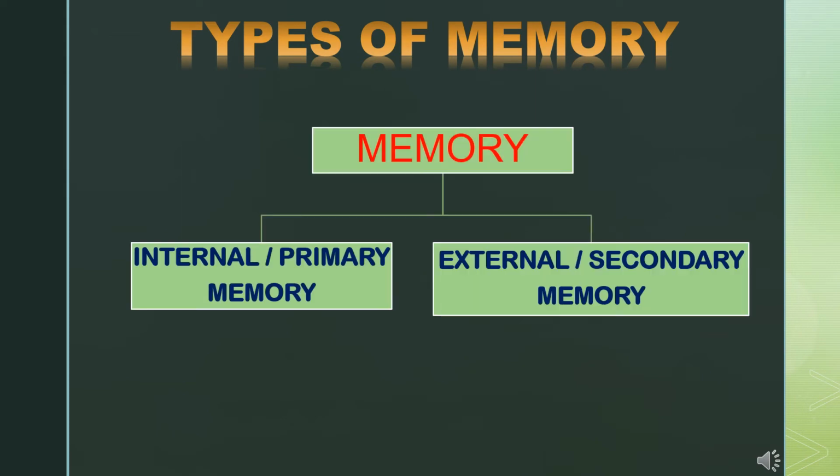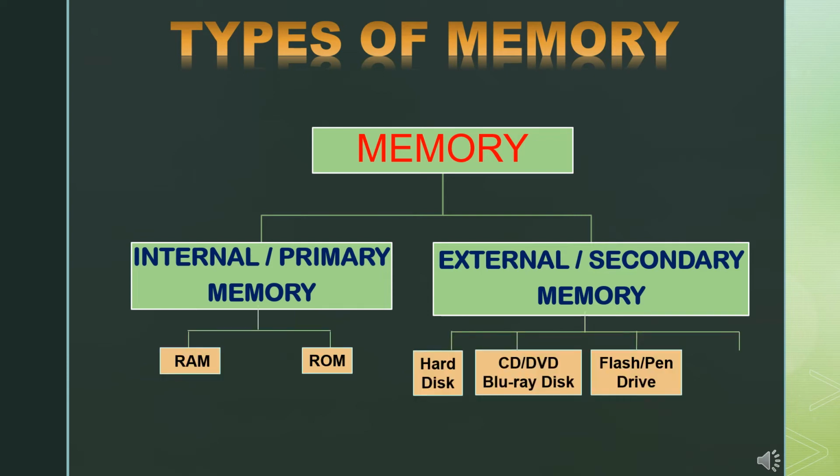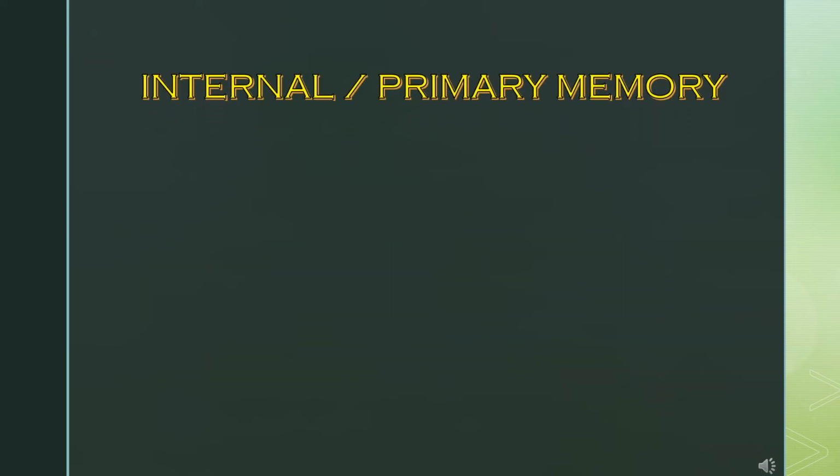Types of memory. The computer memory is divided into two types, that is the internal or primary memory and external or secondary memory. The internal or the primary memory is further divided into two types, that is RAM and ROM. Similarly, the external or the secondary memory is divided into different types, that is hard disk, CD, DVD, Blu-ray disc, flash drive or pen drive, and memory card. Internal memory or the primary memory. This is a built-in memory and designed to store the data while the computer is working. But the data gets erased when the computer is turned off without saving the file.